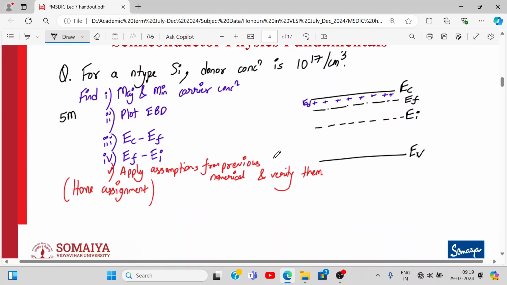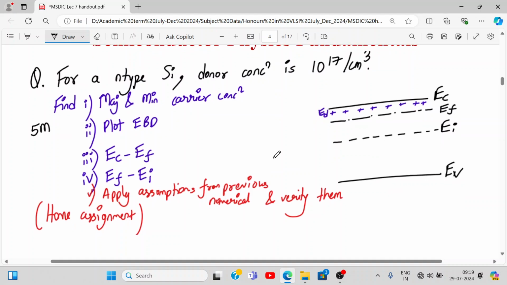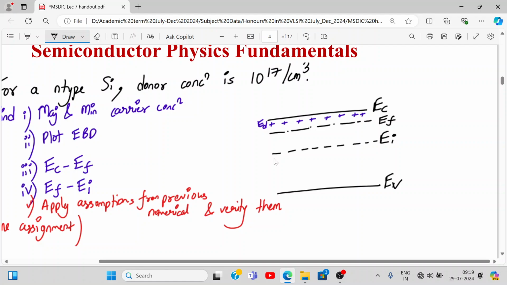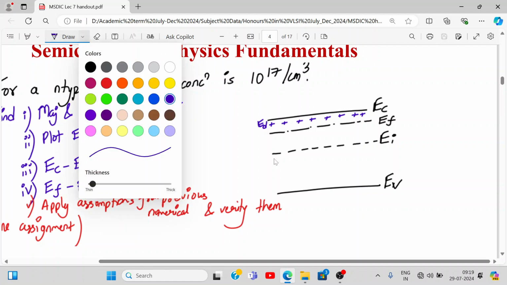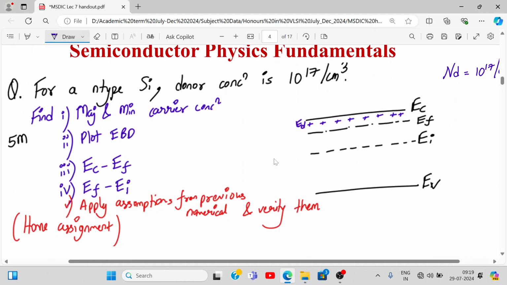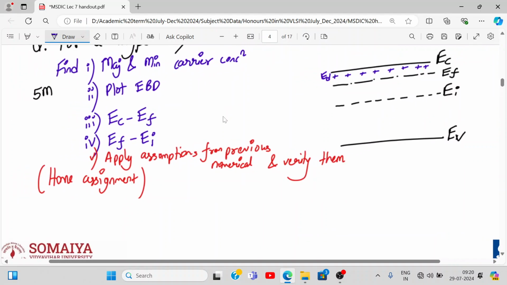All right. So yesterday I gave you a numerical before leaving: for N-type silicon, donor concentration is 10 raised to 17. So what is donor concentration given by, Na or Nd? Nd. That is 10 raised to 17 per centimeter cube. Now, what are we asked to find out? Find out the minority and majority charge carriers. So, how will you find the majority and minority charge carriers?